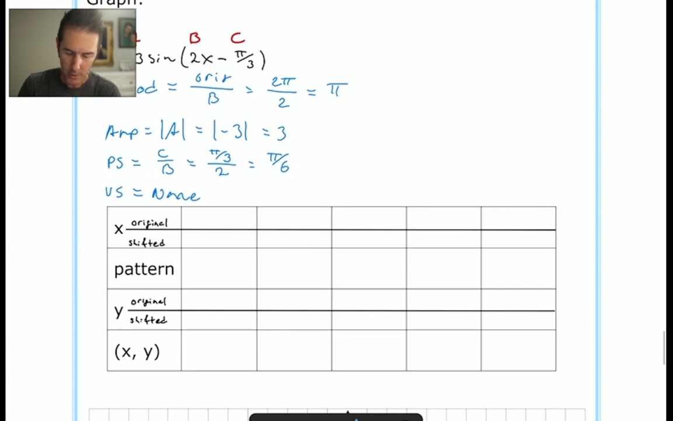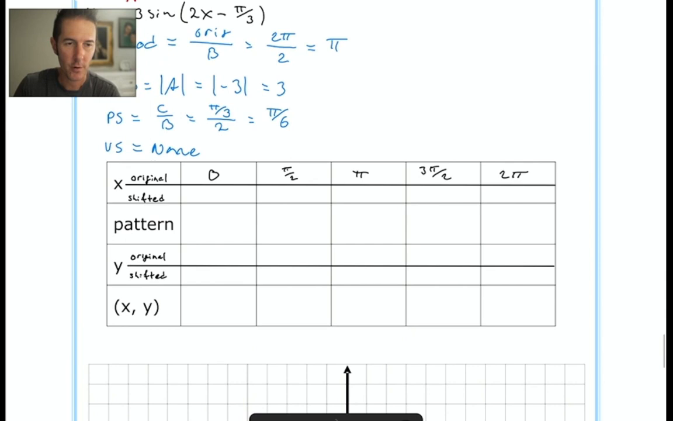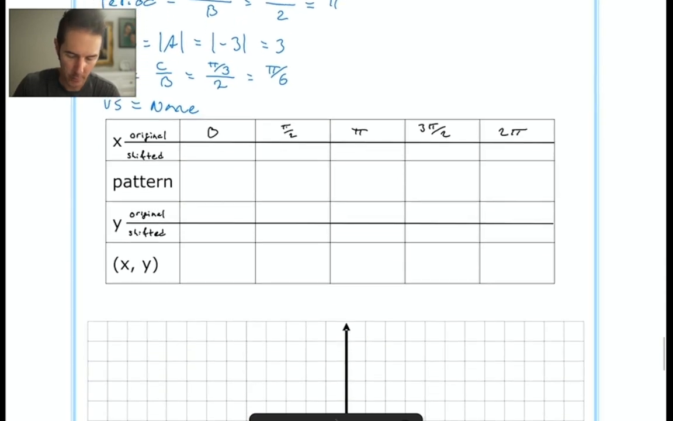Okay, for the sine function, let's write in our original x values. Those are the same as they were for the cosine function. We've got 0, pi over 2, pi, 3 pi over 2, and 2 pi. The original y values are different because the sine function starts out at the origin. So we've got an original y value of 0. It'll go up to its maximum of 1, come back down to 0, dive down to its minimum of -1, and then come back to 0.